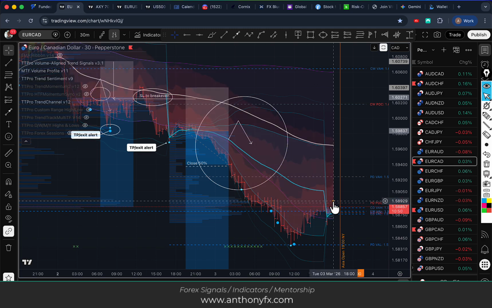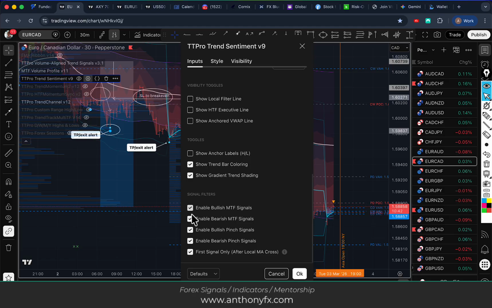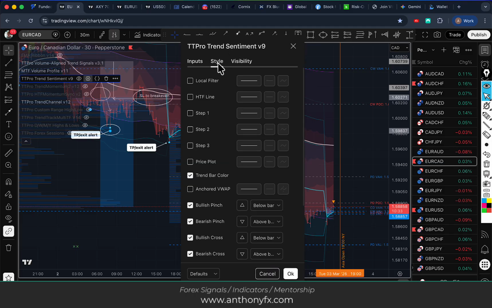See that orange? That's coming from this one. Scroll down, make sure that these are all enabled. The pinch and the multi-time frame. These signals are really good.